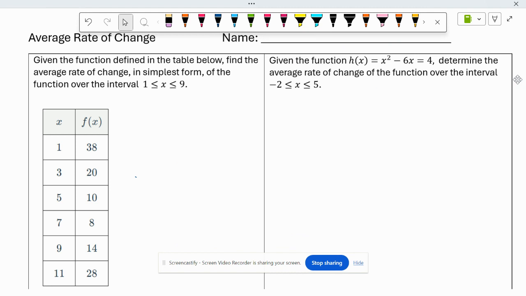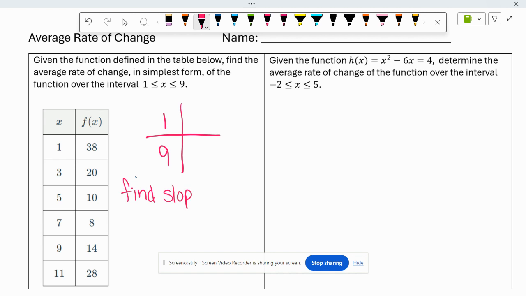Given the function defined in the table below, find the average rate of change in simplest form of the function over the interval 1 is less than or equal to x is less than or equal to 9. So really what this is saying is find the slope between the two ordered pairs 1 something and 9 something. So we're really just finding the slope.